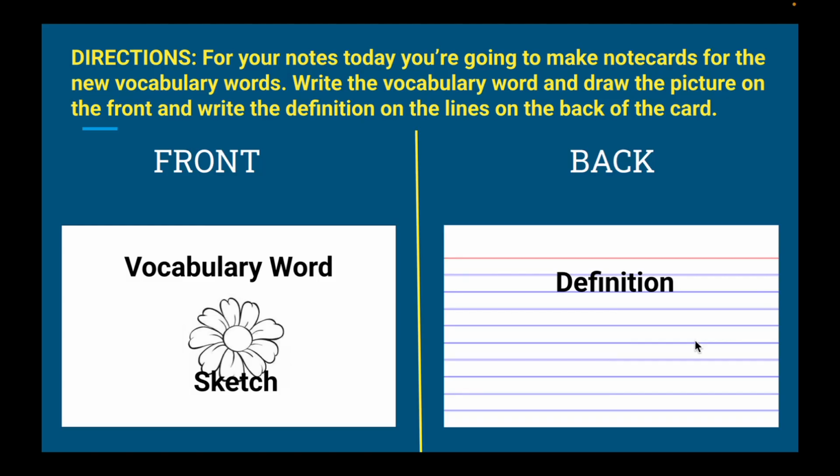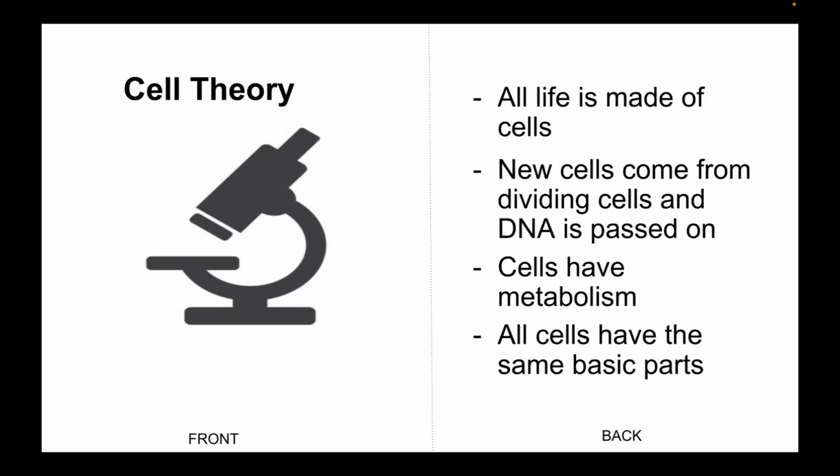Here's our first card. Our first card is the most detailed. We will have 4 cards today. Cell theory, that's what we just talked about. I have summarized the parts of cell theory into these 4 bullet points. Cell theory. All life is made of cells. New cells come from dividing cells, and DNA gets passed on. Cells have metabolism, and all cells have the same basic parts.